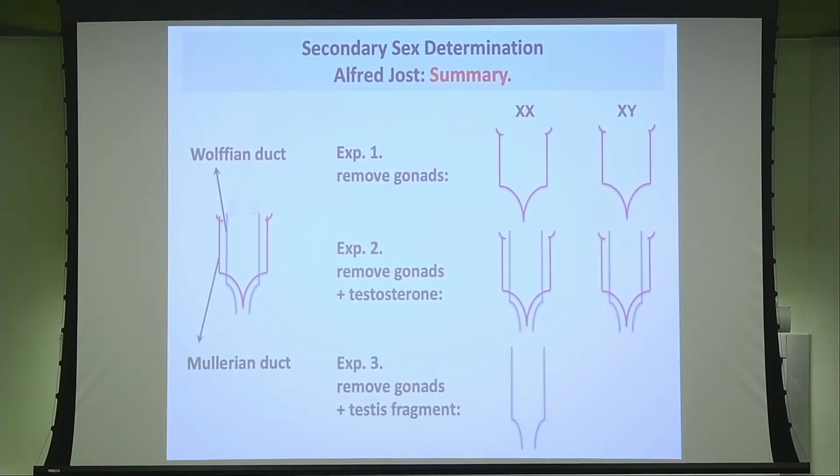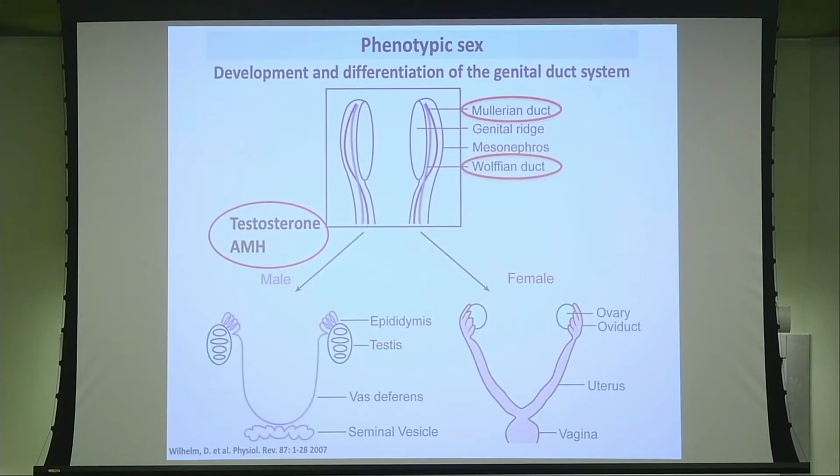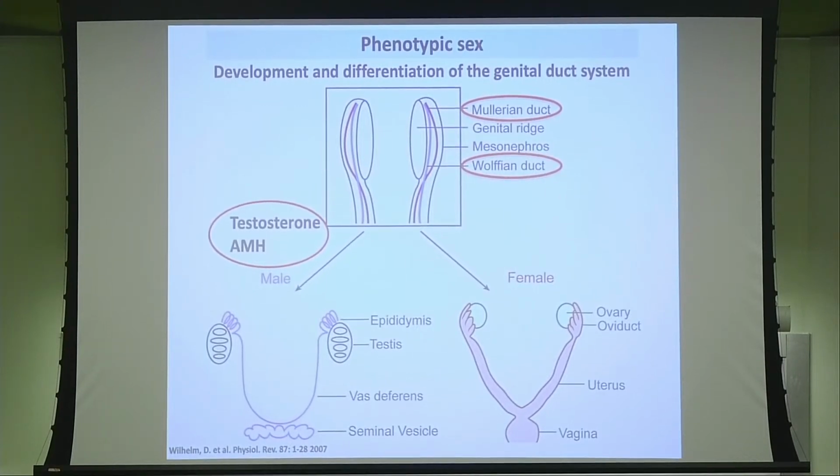AMH comes from Sertoli cells. Okay? Testosterone comes from the Leydig cells. Okay? Make sense? Makes sense to me, but yes. Anti-Mullerian hormone. The nice thing with that name is that the hormone tells you exactly what it does. Okay? So it's kind of summarized on this slide right here, testosterone, AMH.